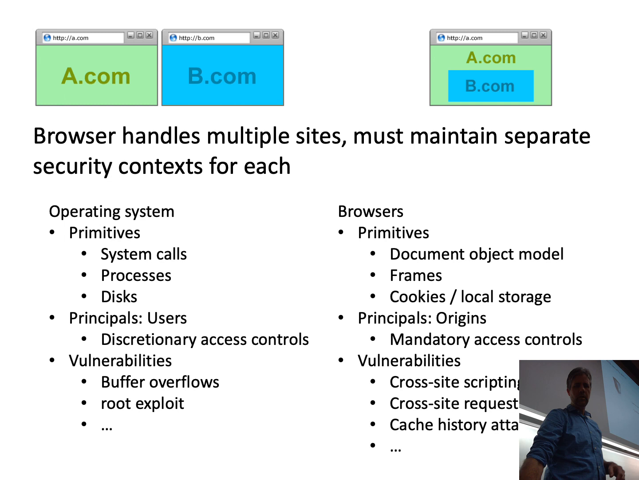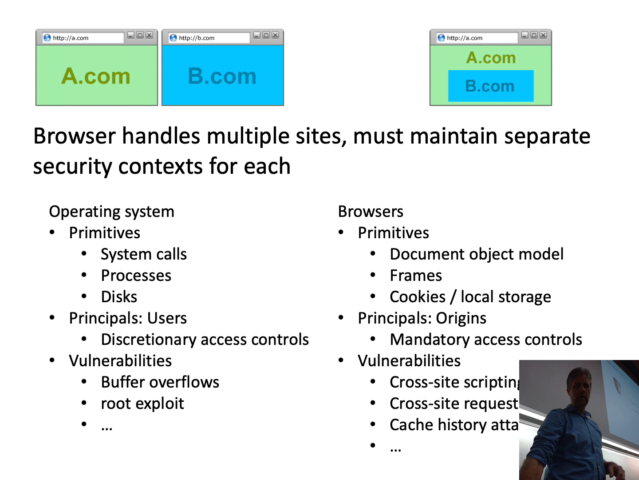So in a browser, the primitives that we have are this document object model, which is sort of the data structure representing the web page that's being rendered, or the set of web pages. We have containers within that are frames that can be generated from different sources. So frames, in a way, can be a bit like processes. And for persistent storage, we have cookies that are stored locally that might have secret information that we want to protect to make sure that only the right web pages can see the right cookies.